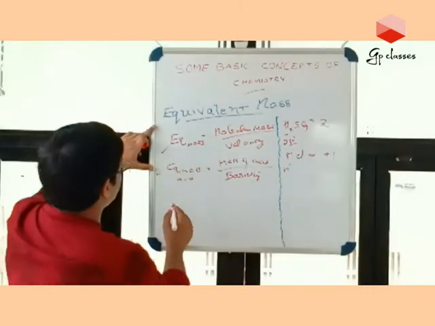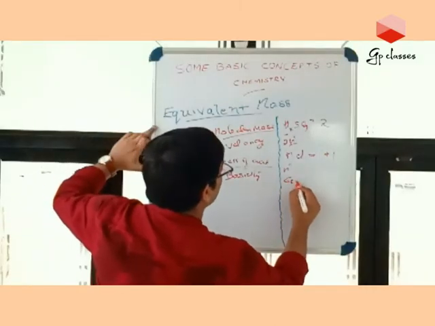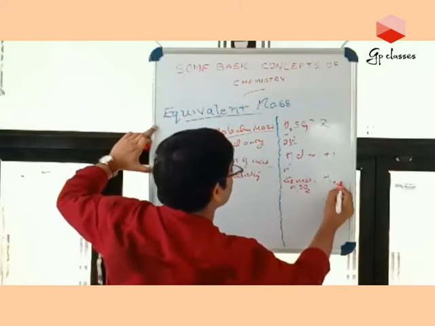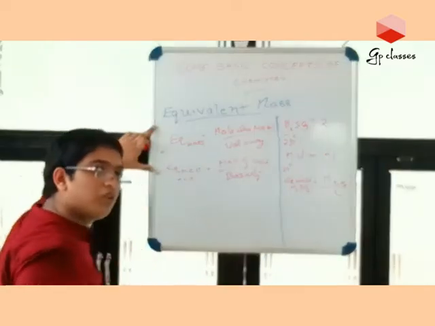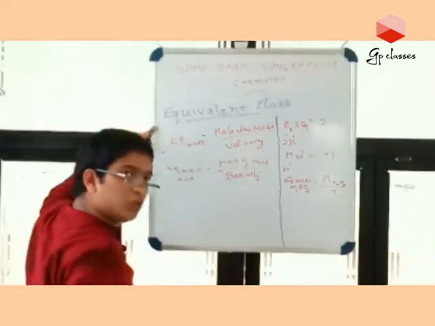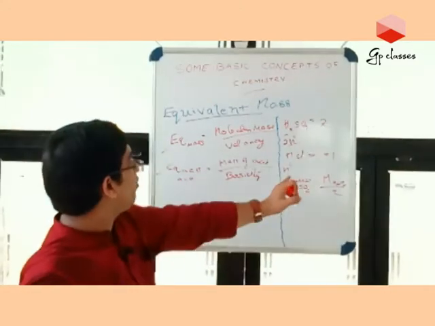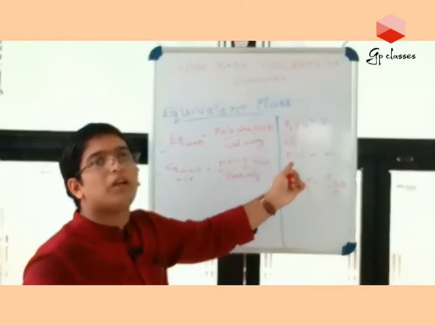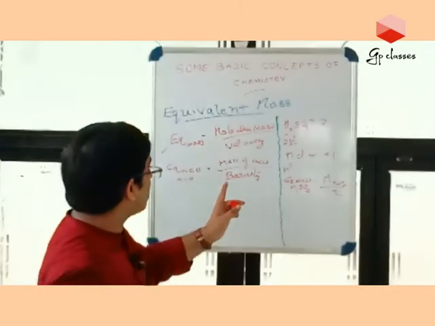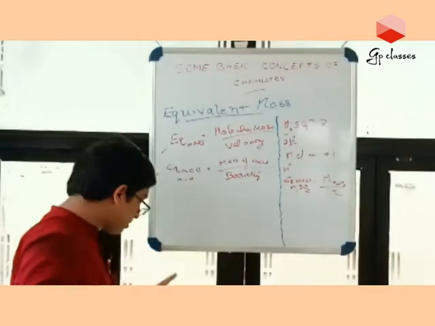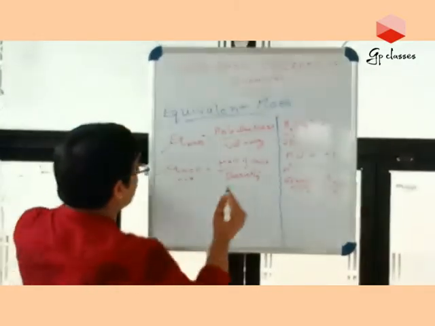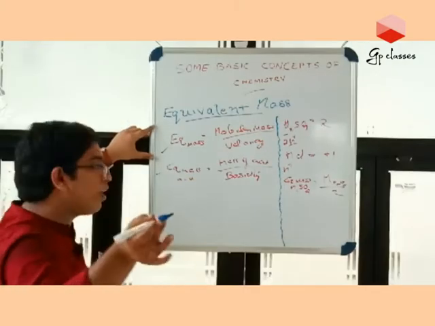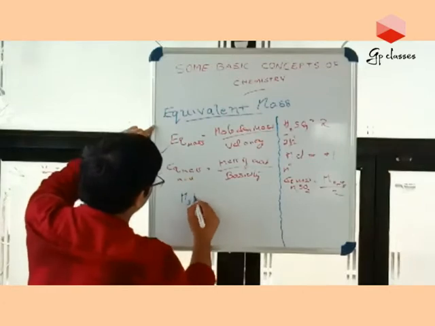So what is the equivalent mass? We will write an example. Equivalent mass of H2SO4 is the mass of H2SO4 divided by 2 because the basicity of H2SO4 is 2. Equivalent mass of HCl will be mass of HCl by 1 because the number of ionizable hydrogens in HCl is 1. This is in case of acid. But we have an exception here. The usual question that arises is about orthoboric acid, or we can call it boric acid, that is H3BO3.